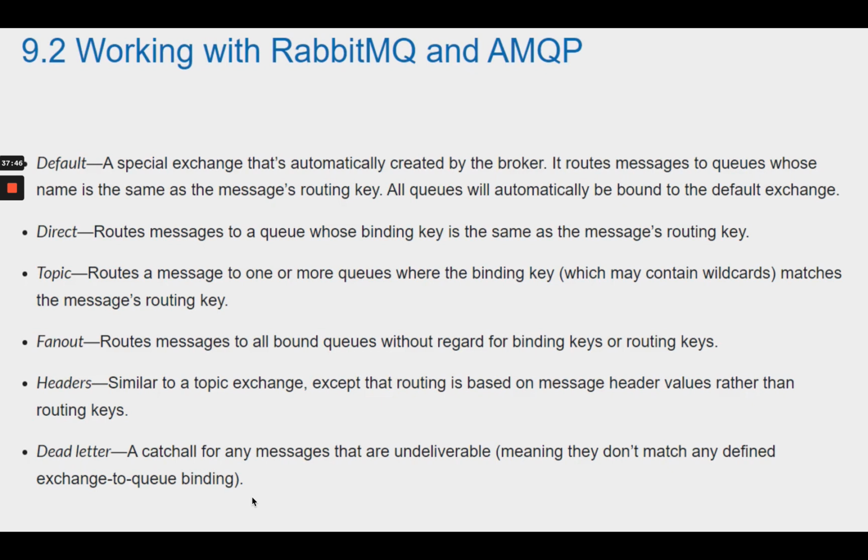Direct, routes messages to a queue whose binding key is the same as the message's routing key. Topic, routes a message to one or more queues where the binding key, which may contain wildcards, matches the message's routing key. Fanout, routes messages to all bound queues without regard for binding keys or routing keys. Headers, similar to a topic exchange, except that routing is based on message header values rather than routing keys.